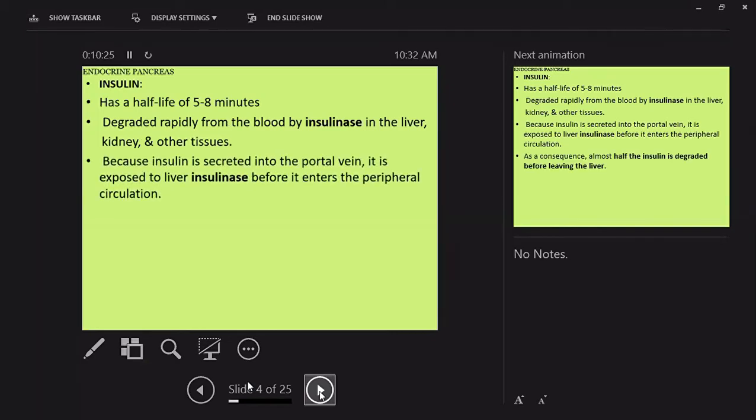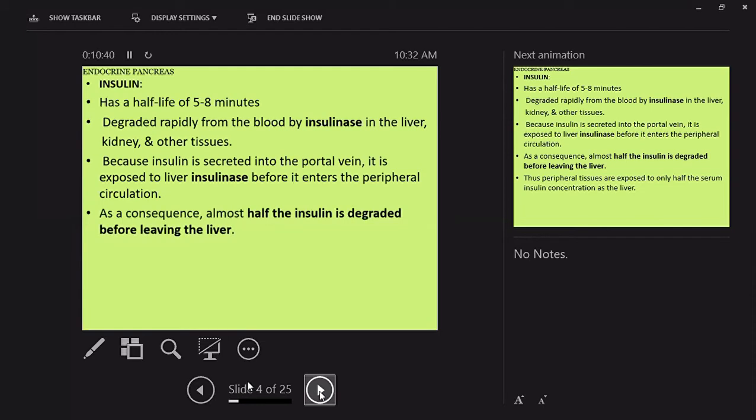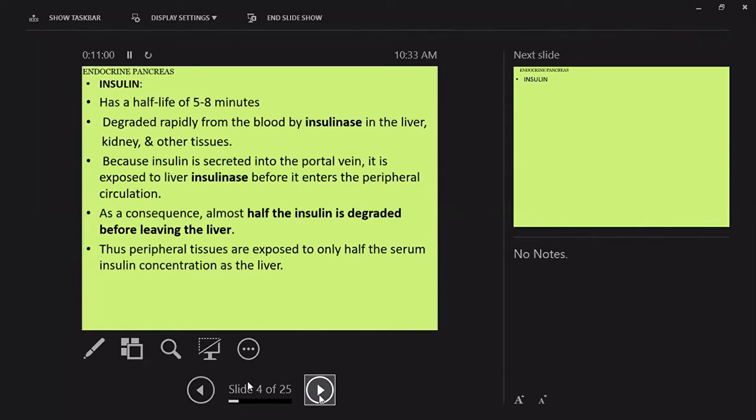Because insulin is secreted into the portal vein, it is exposed to liver insulinase before it enters the peripheral circulation. Thus, only half of the amount of insulin finds its way into the blood because one half is degraded before leaving the liver. Thus, peripheral tissues are exposed to only one half of the serum insulin concentration as the liver.